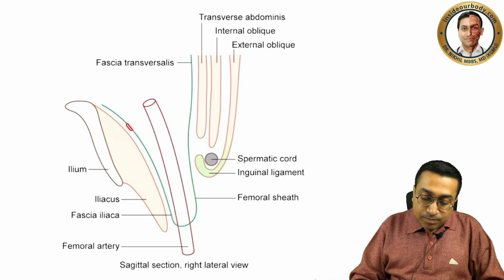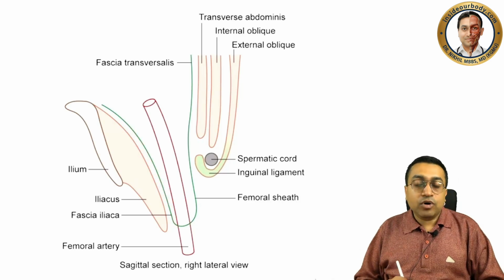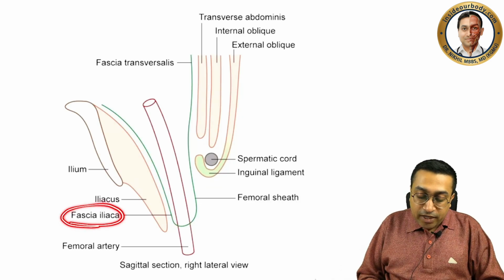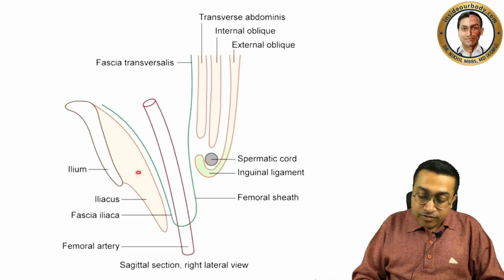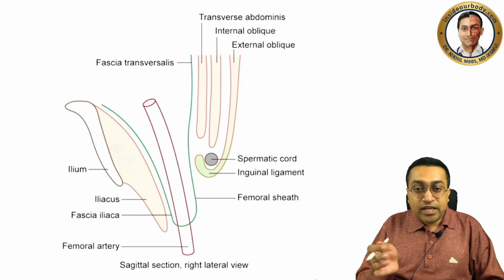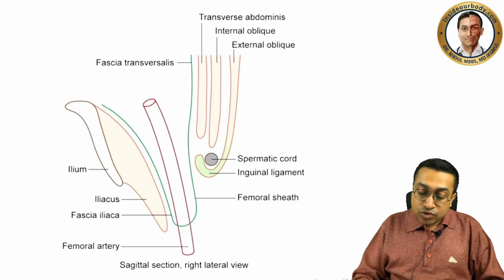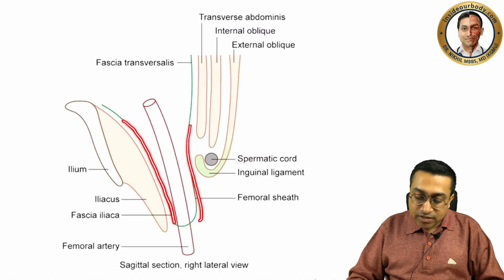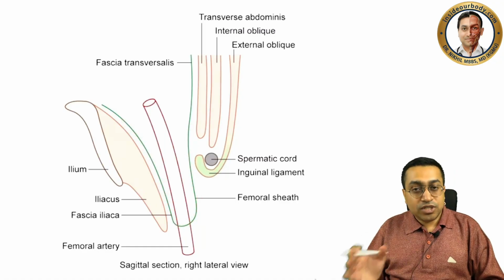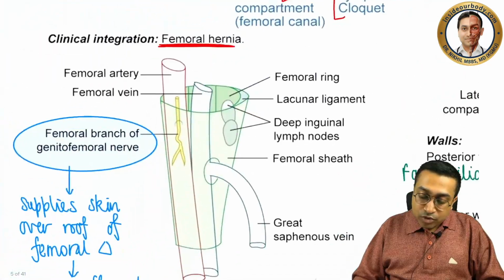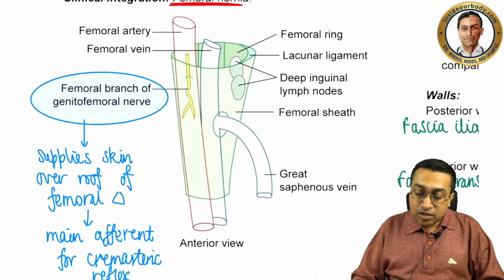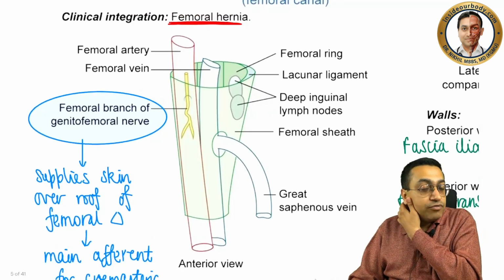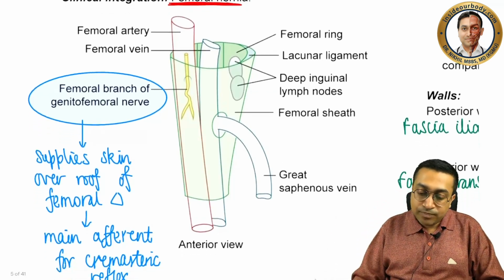And you can see the posterior layer, which is formed by the continuation of the fascia iliaca. Now what is that? As you can imagine, the muscle which is present is iliacus, and above that you have this fascia iliaca, and this iliacus muscle is present on the iliac fossa, the region of the ilium. So you can remember this is towards the posterior side and this is towards the anterior side, and that completes our femoral sheath. The clinical integration of this topic is femoral hernia. We will come to that also eventually.